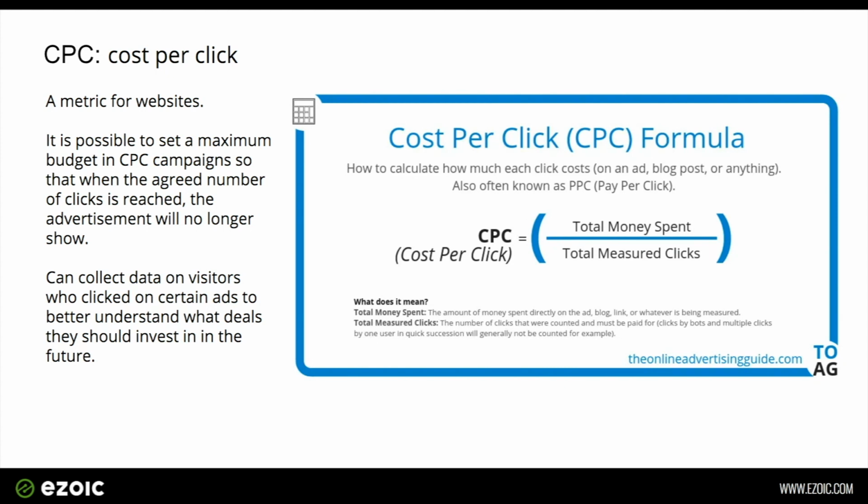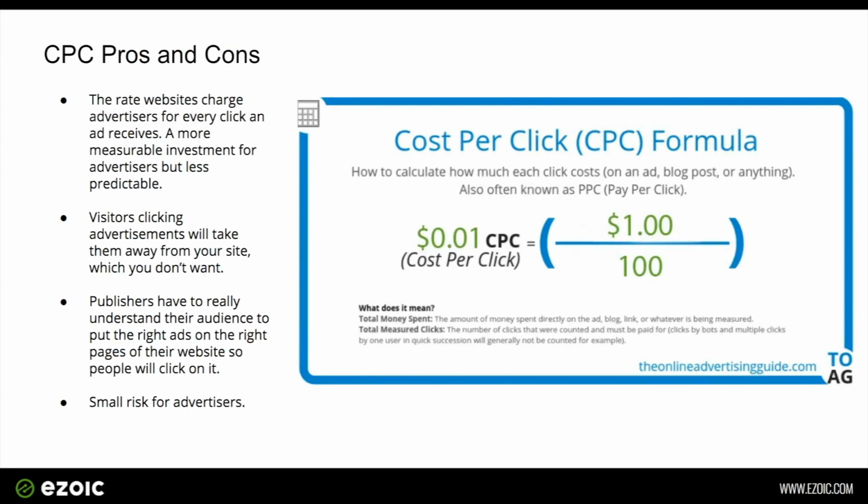And this is good for publishers because you can collect data on visitors who clicked on certain ads, so you can better understand what deals you should invest in the future. So this is just another way to understand your audience and what kind of deals that they're going to want to see and that you should invest in. So CPC is the total money spent divided by total measured clicks. That will give you your cost per click.